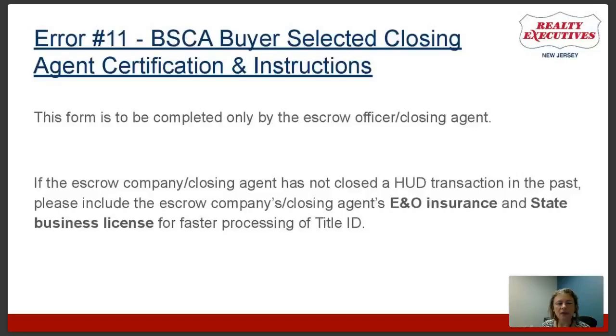If the escrow company or closing agent has not done a closing for a HUD transaction in the past, then in order to be approved to do the closing for that property, they have to include the closing agent's errors and omissions insurance policy, as well as the state business license in order to be screened and approved to be able to close on that. Again, if they've already closed on HUD transactions in the past, they don't have to go through that process, but the numbers identifying them have to be included in the form.